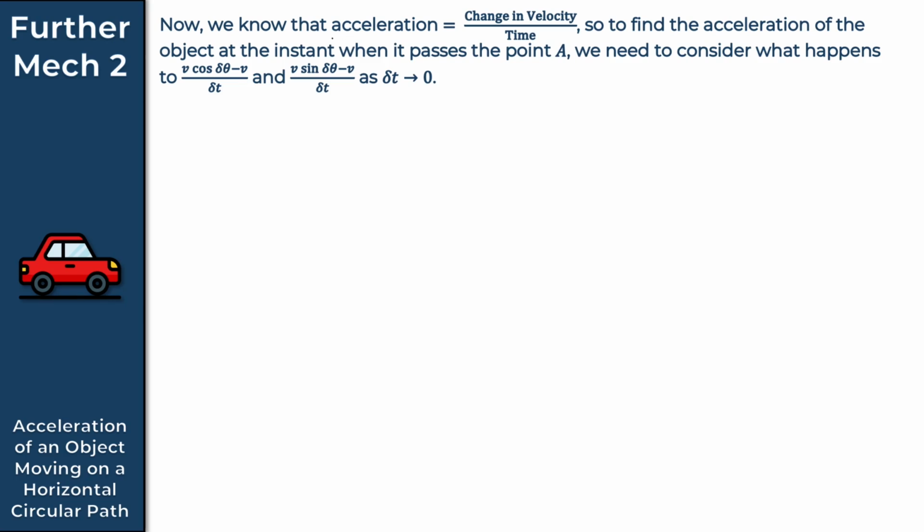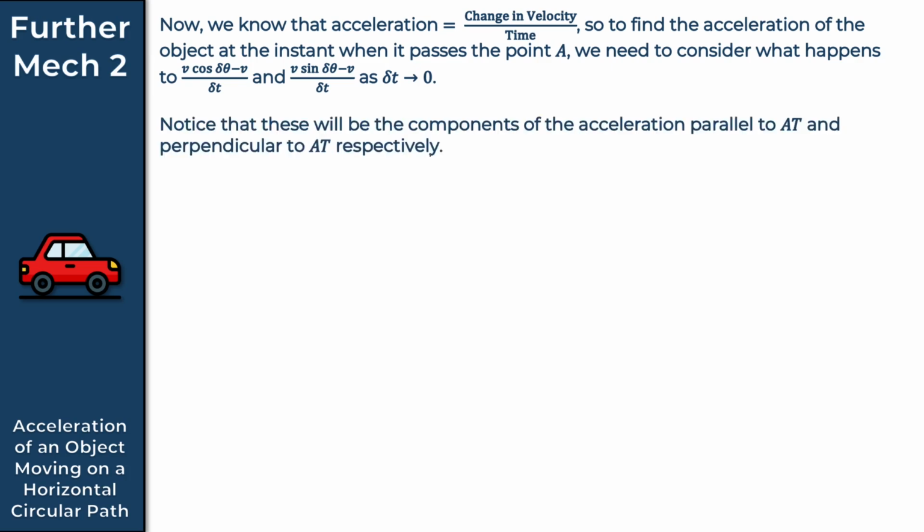Hopefully you are aware of this very basic fact, that acceleration is equal to the change in velocity divided by time, right? So if we want to find the acceleration of the object at the instant when it passes the point A, we need to consider what happens to (v cos delta theta minus v) over delta t, and also (v sine delta theta minus v) over delta t, as delta t tends to 0. Just notice that these will be the components of the acceleration parallel to AT and perpendicular to AT respectively.